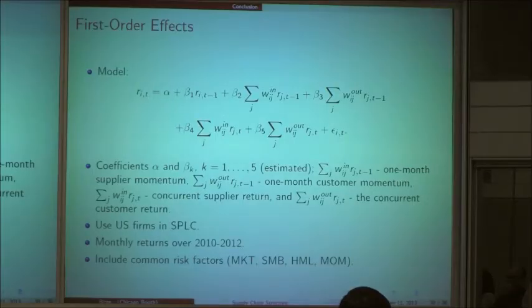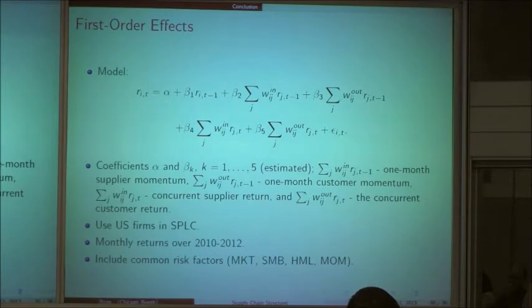All right, so first off, this is just for the direct connection. So this is the connections going in, connections going out. And I'm going to see whether there's a big effect from those. And then I'm going to estimate these coefficients. So this would be the own firm momentum, and this would be its supplier momentum, its customer momentum, and then within the current period, its supplier and customer effects.